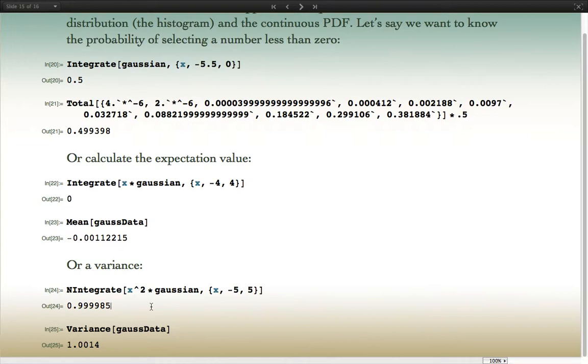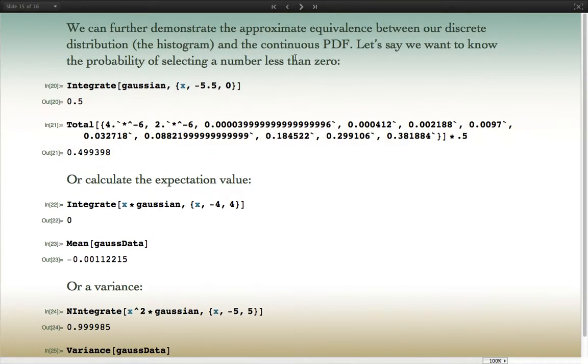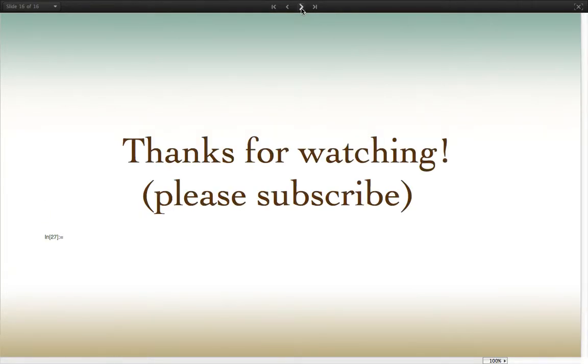In the same way, if we ran our experiment a bunch of times and asked our function for a random number 1,000,000 times, we would expect the variance of that distribution to be very close to 1 as well. And sure enough, here it is, just slightly over 1. So hopefully this was helpful.